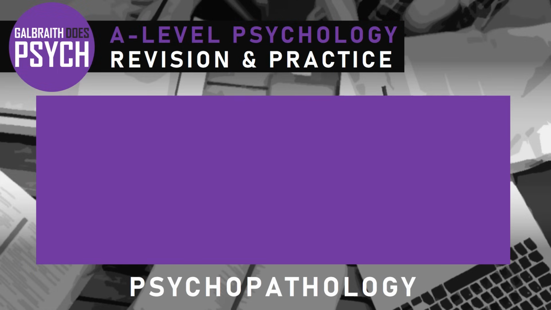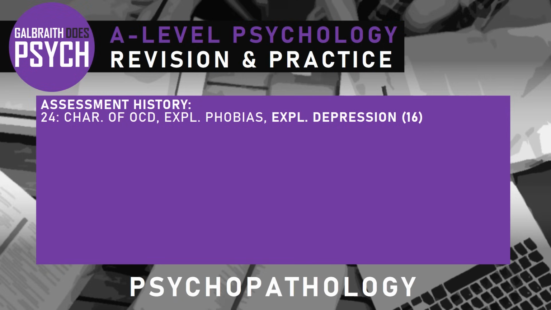All right, let's have a little look at psychopathology then. So last year we had characteristics of OCD, we had a question about explanations for phobias, and then a 16 marker on explanations for depression, which was quite interesting because the year before actually we had an 8 marker on the ABC model, which is of course, as you know, an explanation for depression. So it's one of those situations where potentially people weren't expecting that to pop up again.